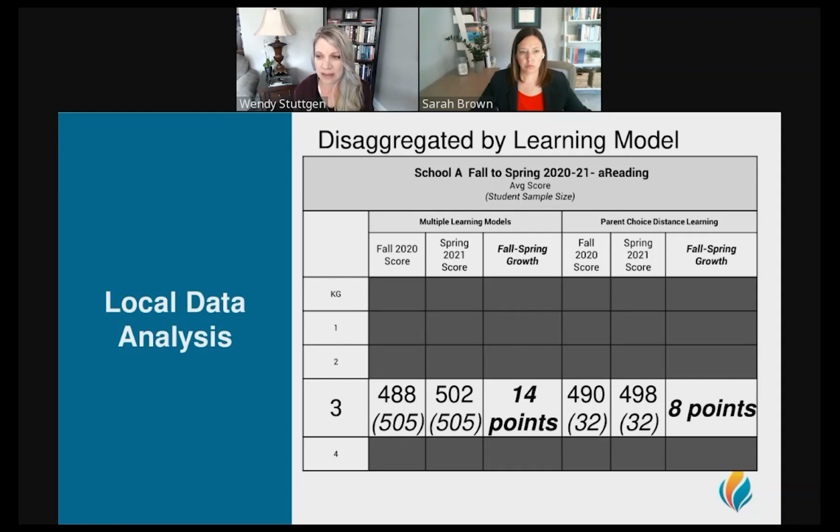So what this tells us is that the students in the multiple learning model dataset started out with a mean score in the fall between the 36th and 37th percentile and ended up in the spring around the 40th percentile. So based on national norms, they had a slight increase in their mean scores. However, the students in parent choice distance learning started out at the 40th percentile nationally in the fall and ended up around the 30th percentile in the spring, indicating approximately a 9 percentile drop nationally.